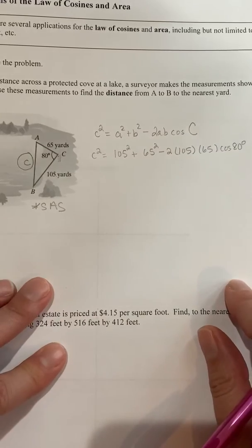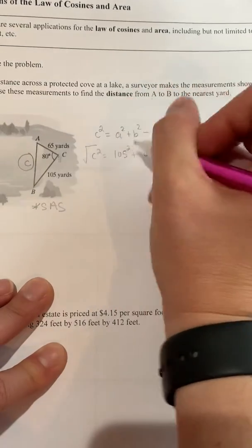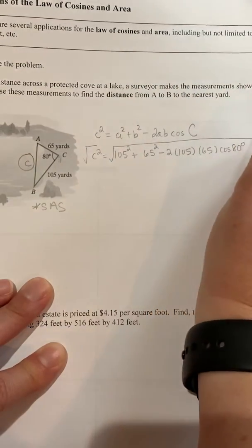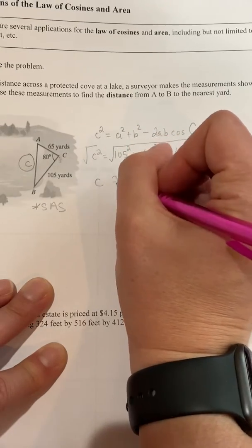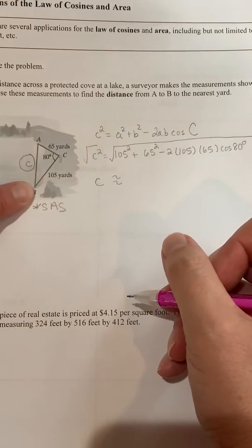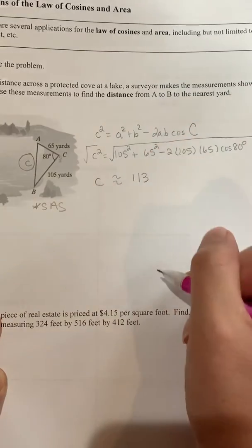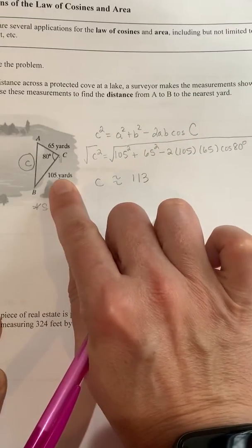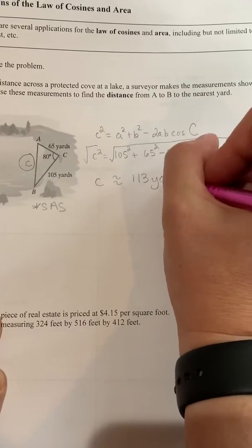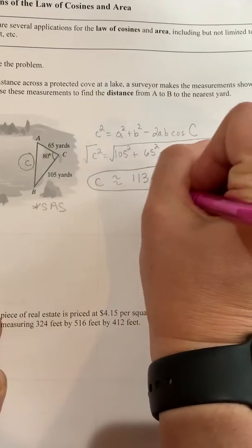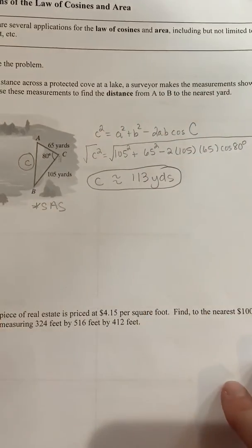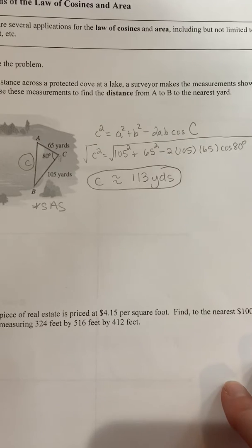At this stage, you could go ahead and take the square root of both sides. Once you do that, you get an estimate for the distance across the lake, and it ends up being 113, and our label for this problem is yards. And that completes example 6.